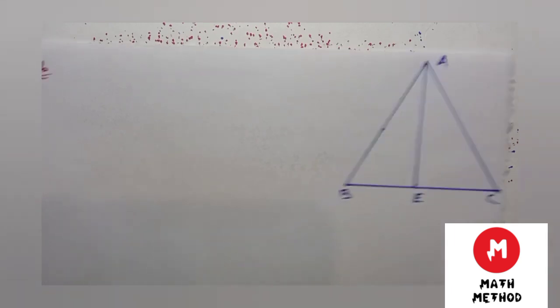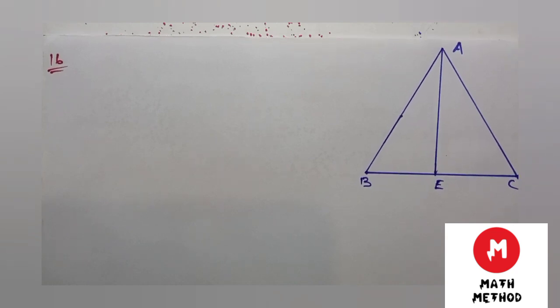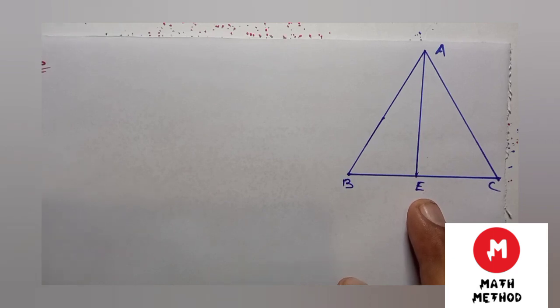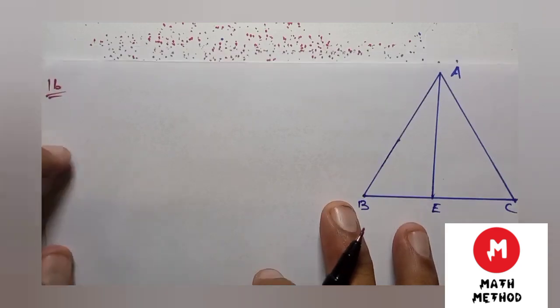So in question number 16, in an equilateral triangle, prove that 3 times the square of one side is equal to 4 times the square of one of its altitudes. So I draw the figure for question number 16 like this. Now I will write question number 16.